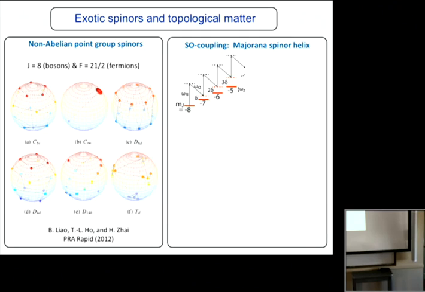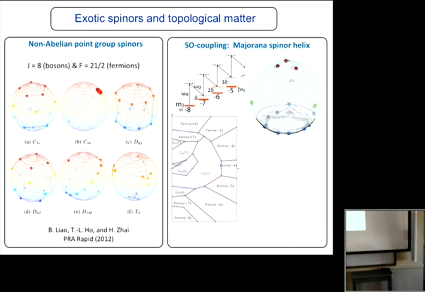More recently, we have done a theory collaboration together to ask what happens if you couple the whole manifold of the states with 2-photon Raman transitions. What we found is that you can have these oscillate in space in something that we call a Majorana spinor helix. These things oscillate in space, kind of like the persistent spin-1/2 state helices that people see in quantum wells. We can do this with a very large spin and build up a very exotic phase diagram of all these different states controlled by this Raman coupling.